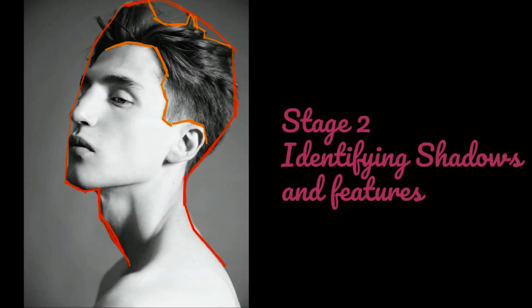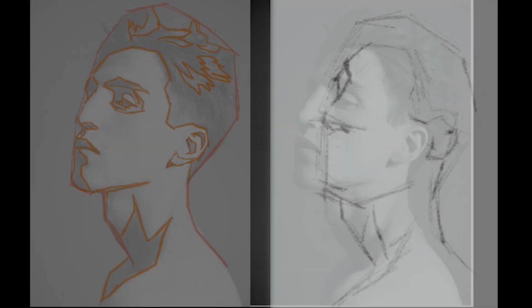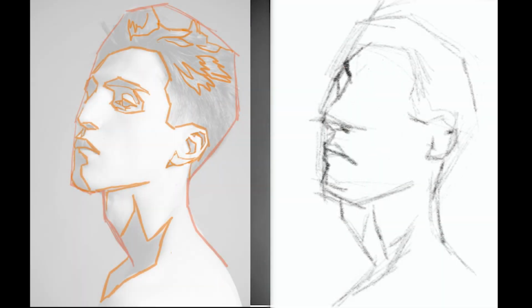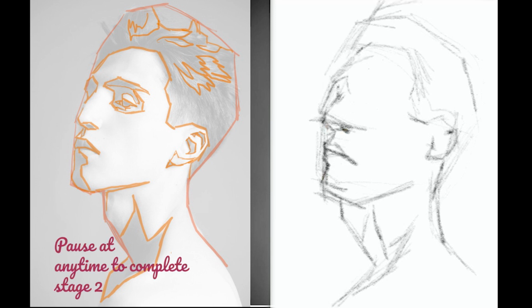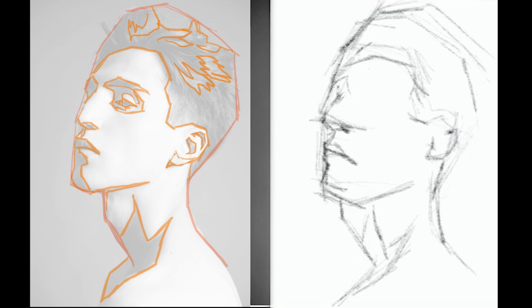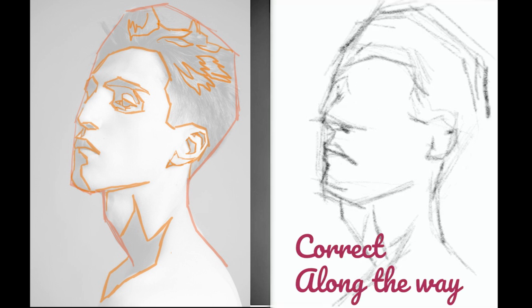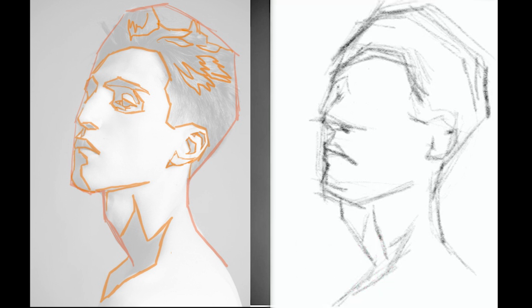Stage 2. Stage 2 involves identifying shadows and features. In Stage 2, we'll identify the various shapes of shadows and features, once again employing straight lines to gauge their angles and sizes. Continuously correct to capture the essence of your subject.